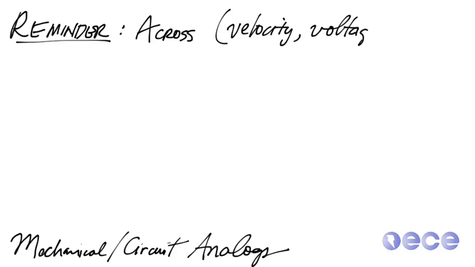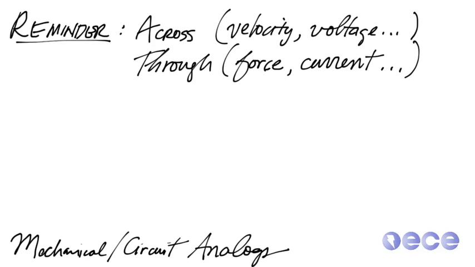It's possible, when talking about mechanical systems and electronic circuits, to develop analogs between them. If you remember, across variables, such as velocity and voltage, can be related through variables, force and current. And we have differential equations that allow us to turn across variables into through variables.